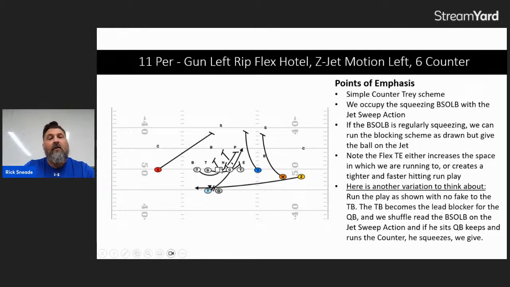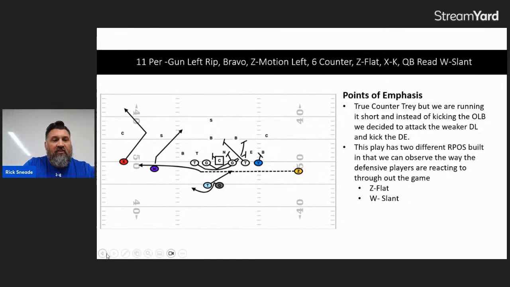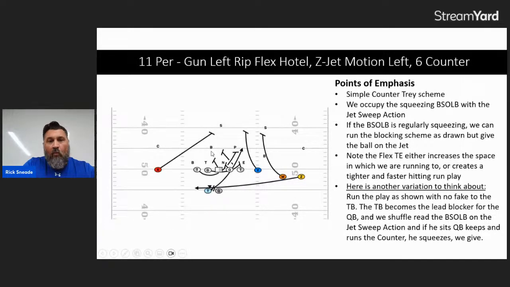This is true counter. Now, up top, if we're seeing this backer squeezing down, guess what we're going to do? We're going to run jet sweep. And to be honest with you guys, not to make it too hard, we can run jet sweep this way. I mean, really, we don't have to do anything else. If the backside backer right here is playing his position well and doing what he's taught to do, when he sees the guard pull, he should be working and sliding this way. We can run jet sweep. And again, the Z should be able to beat these guys to the outside.